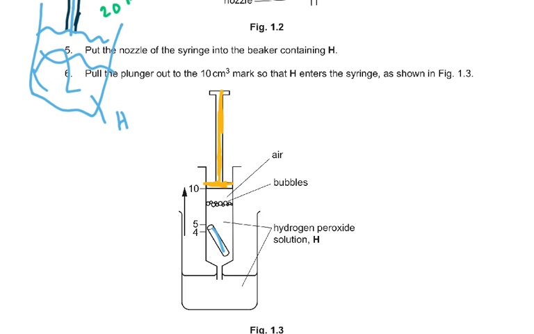So now this plunger is, this is the potato, and now you've got the hydrogen peroxide all up here. But you have pulled the plunger up to the 10 centimeter.